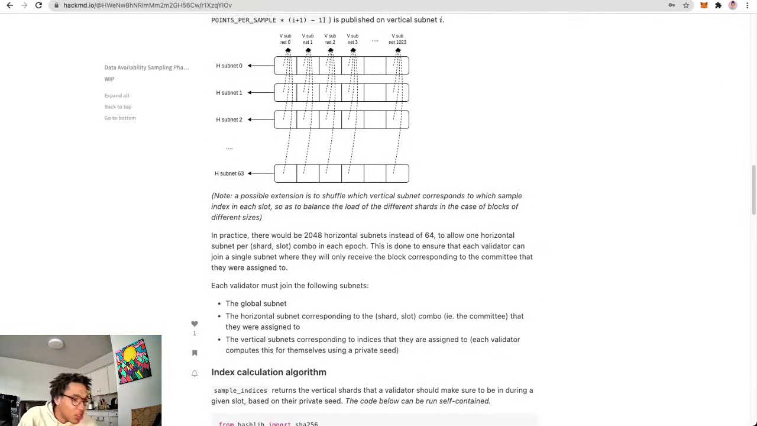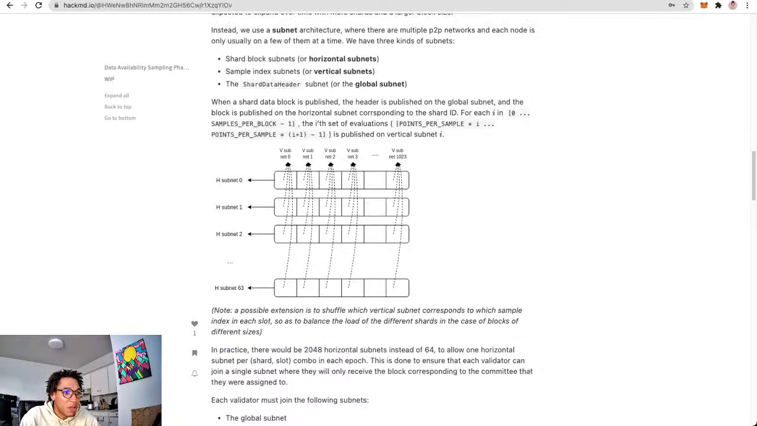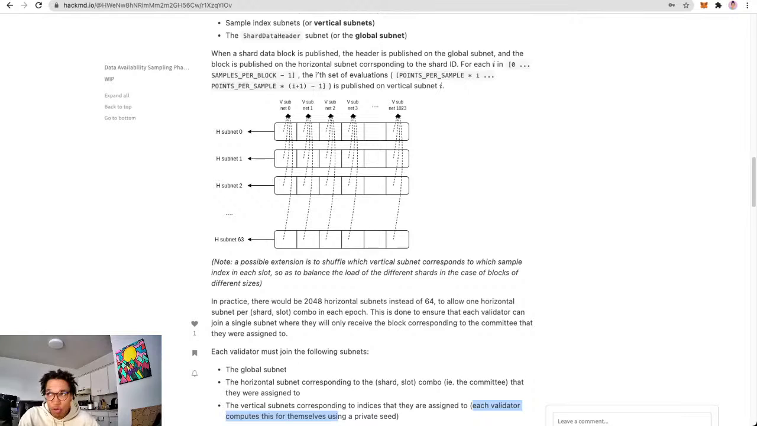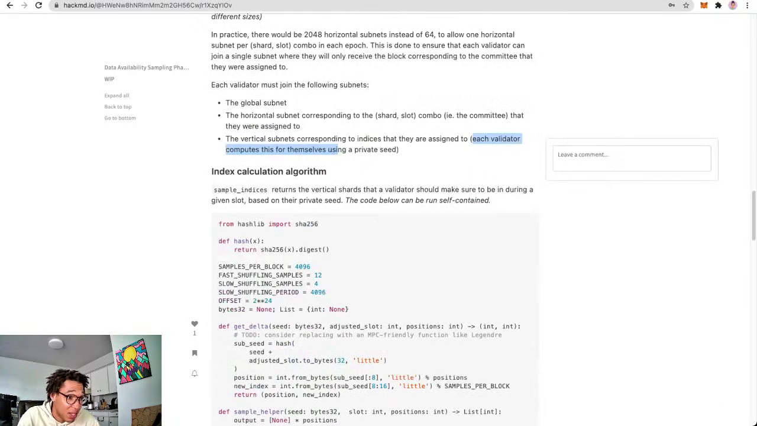And then the vertical subnets; remember the vertical subnets are going to be the evaluations. So you get the vertical subnets corresponding to indices that they are assigned to. Each validator computes this for themselves using a private seed, I guess, so that others wouldn't know exactly what data you're going to be validating beforehand. Only the specific validator would know what data they're going to be validating. I would assume that's the case there.